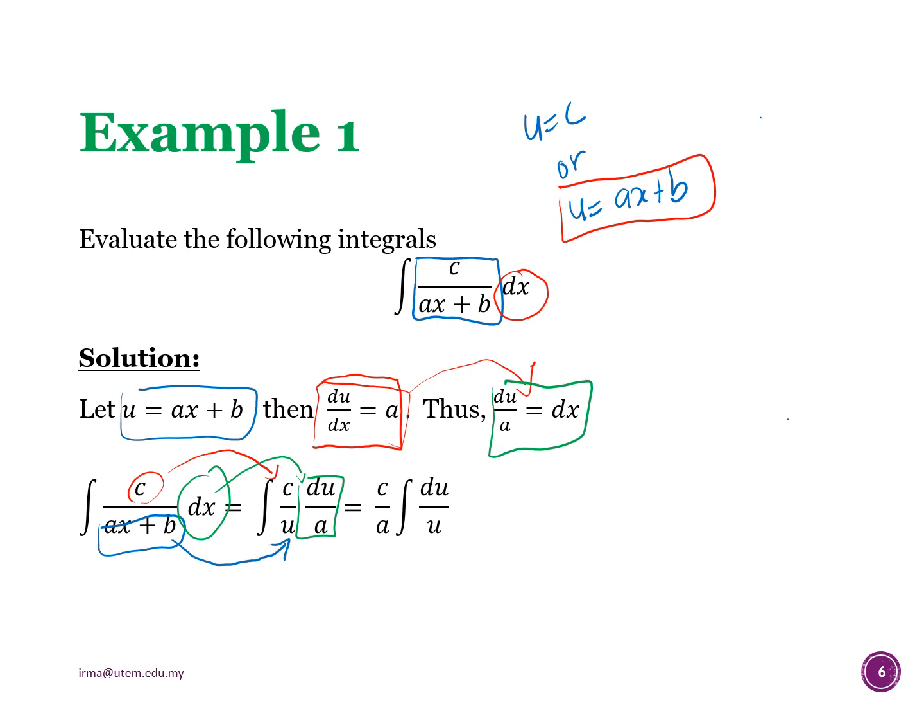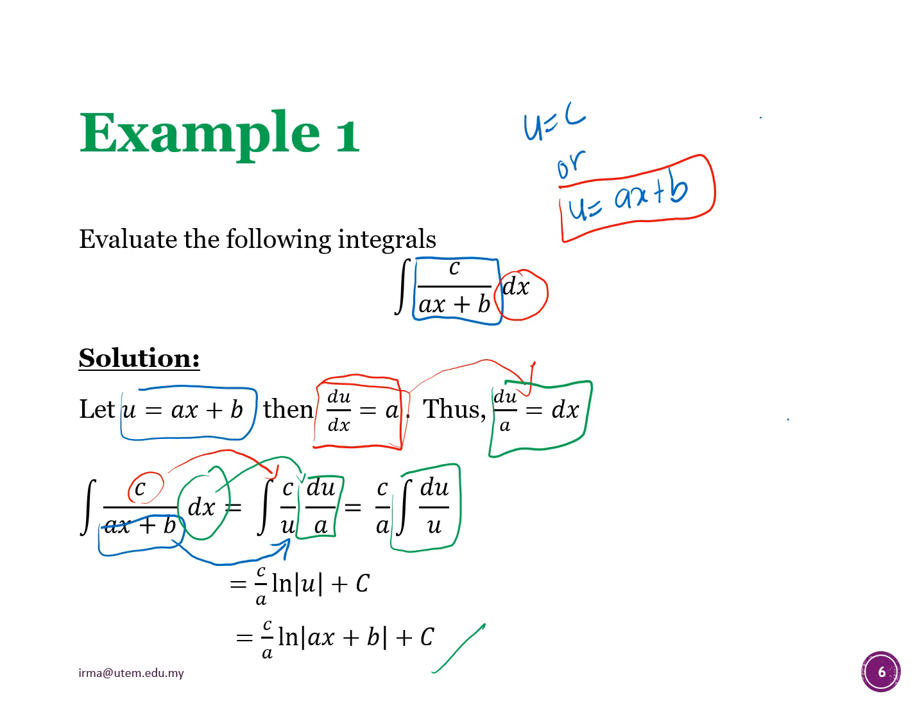Since we have a, b and c as constants, c over a can be brought to the front. So the integration is only left with du over u, right? To integrate 1 over u du, you will get ln u plus c. With c over a in front, you just maintain it as c over a. So you have c over a ln u plus c. This is not the final answer, but you need to replace u with ax plus b. Okay, so this is the final answer.